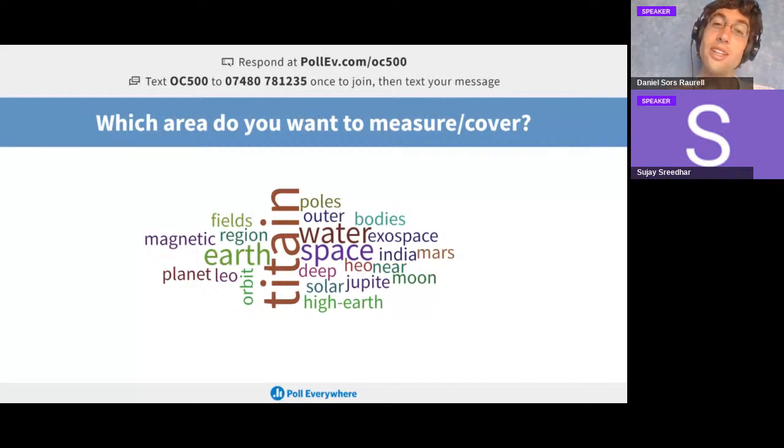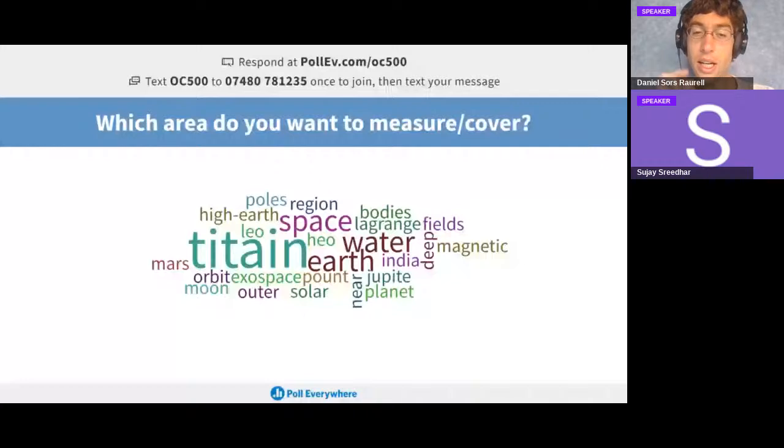So we could be sending it into Titan. I see here different orbits, magnetic regions. So we could be switching on and off in different magnetic regions, right? Into deep space, into the outer solar system, into Jupiter and others. So we might be willing to go. Perfect. Well, these are all valid.